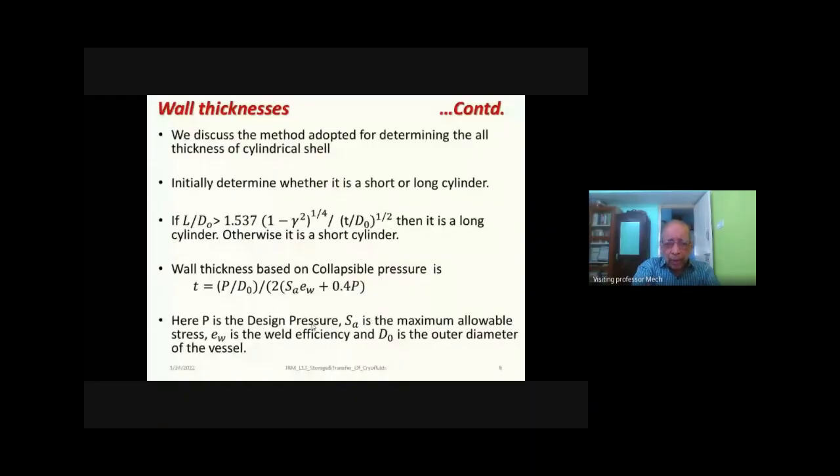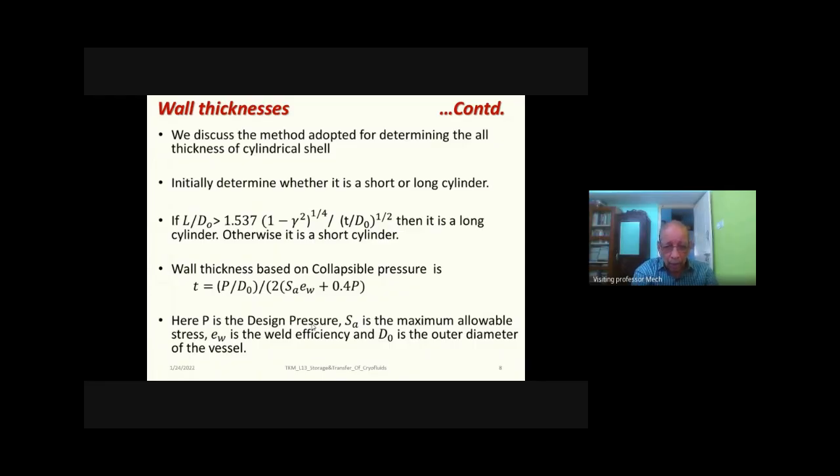Now for the wall thickness, just for the sake of completion, let me run through this. We'll discuss a method adopted for determining the wall thickness of the cylindrical shells. First, it is to be determined whether it's a short cylinder or a long cylinder. There are formulas which will tell you whether this criterion is met, then it's a short cylinder, or this criterion is not met, it's a long cylinder. Then based on the collapsing pressure, one can determine the wall thickness.